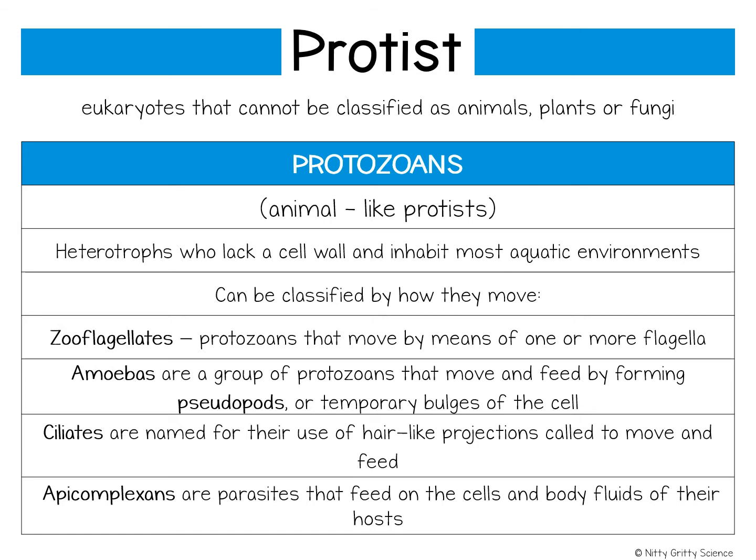Now, ciliates are a diverse group of protozoans named for their use of hair-like projections called cilia, which help them move and feed. Ciliates such as paramecium and stentor are found in freshwater environments. However, paramecium use their cilia to actually move from place to place, while stentor uses their cilia to generate whirlpool-like currents that draw food into the cell.